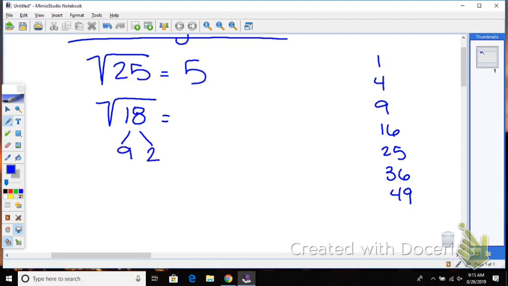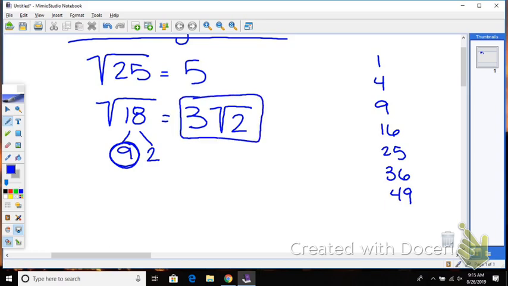So this is how I want you to do this. However you've been taught in the past, I want you to switch to this. I don't want to see factor trees all the way down. So we're looking for two numbers that multiply to give this, where one's a perfect square. The perfect child is 9. What's the square root of 9? 3. That gets to come out of the house. And I leave the square root of 2. So this is the simplified form of the square root of 18.